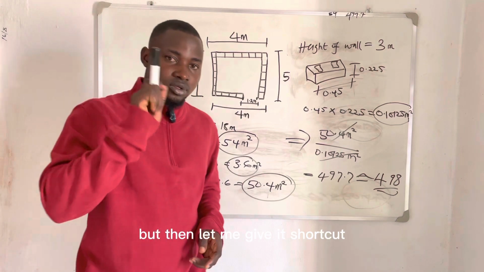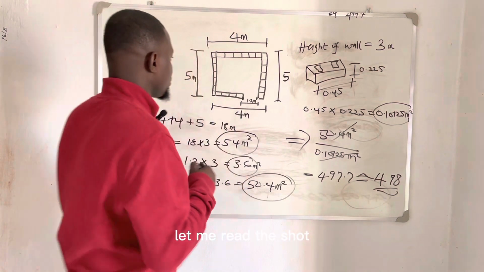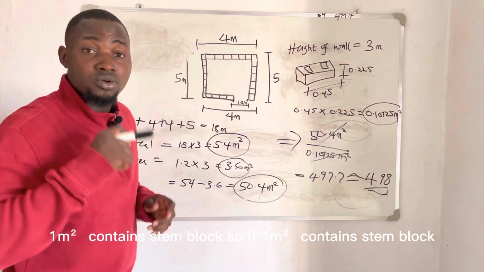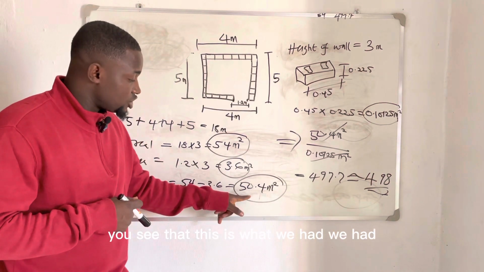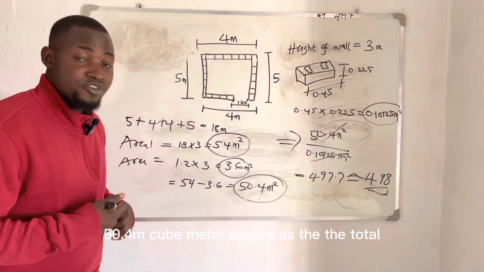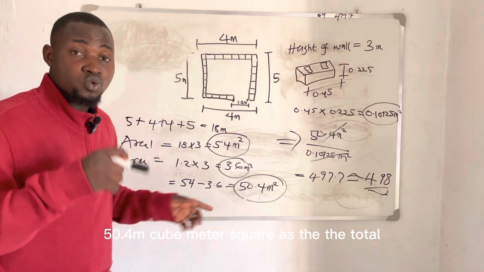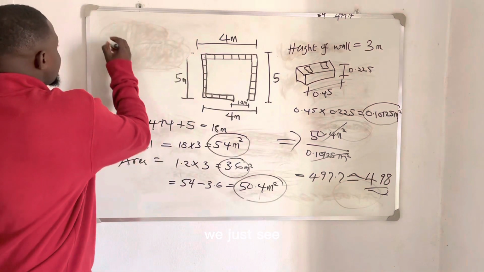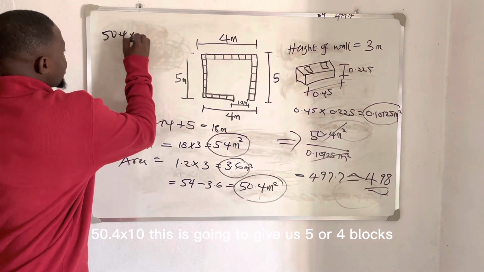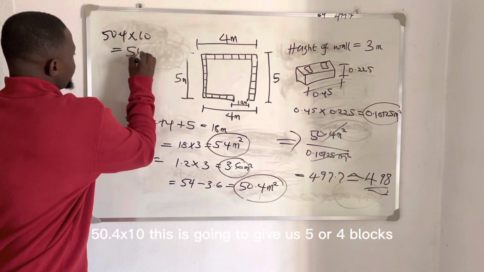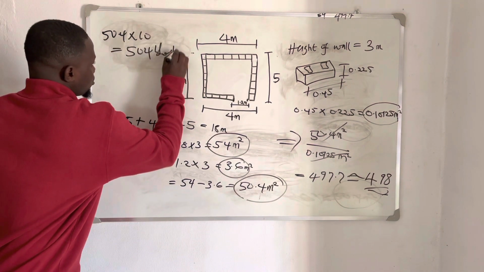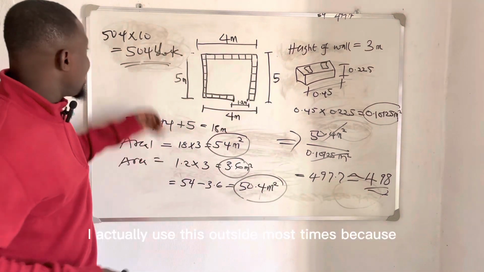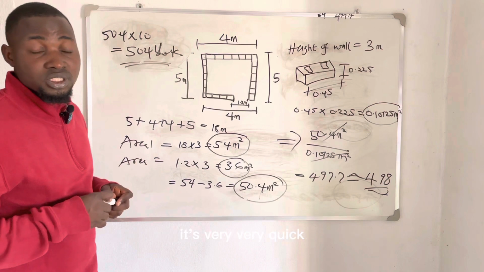But then let me give you the shortcut. 1 square meter contains 10 blocks. So if 1 square meter contains 10 blocks, you see that this is what we had. We had 50.4 meter square as the total square meter. So what we do to get our total number of blocks, we just say 50.4 times 10. This is going to give us 504 blocks. So this and this is almost the same thing. I actually use this at site most times because it's very, very quick.